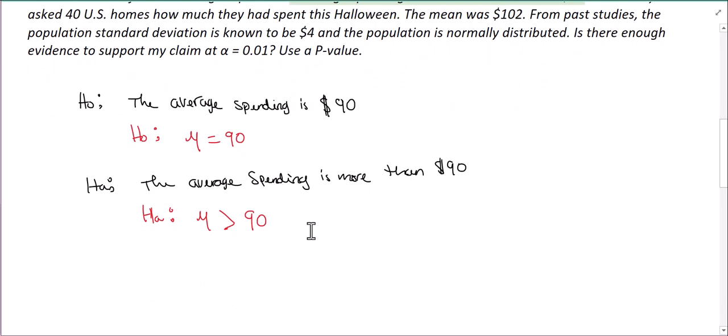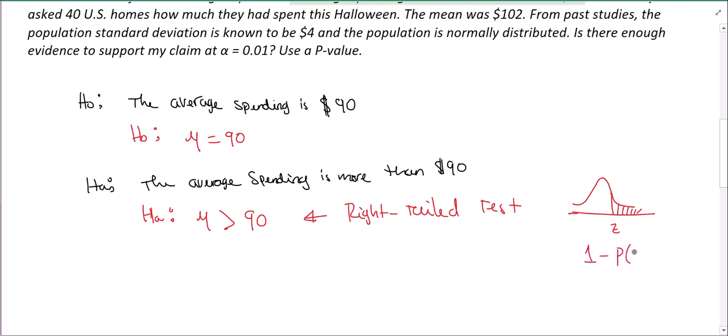And now this is when we also get to decide what kind of test we have. The alternative hypothesis tells you what kind of test. Because this is greater than, this is going to be a right tail test. So when you have your z-scores or t-scores, we're going to be looking at the area to the right. So this is going to be 1 minus the probability of Z less than whatever our z-score is, because on our chart, we're always given the area to the left. So we have to do that.